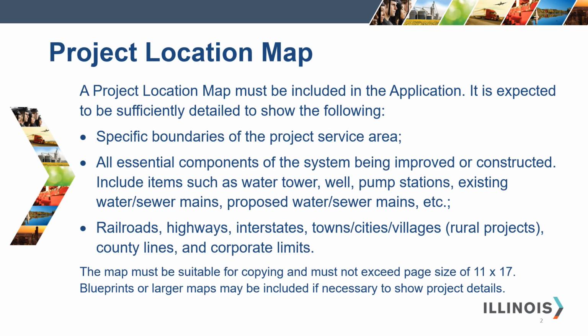A project location map must be included as part of your application. Your project should be drawn on a map of the project service area. The reviewer should be able to understand the proposed project by using the written project summary and the illustrated project map. The project map is expected to be sufficiently detailed to show the specific boundaries of the project service area, the essential components of the system being improved or constructed, railroads, highways, interstates, and municipalities.